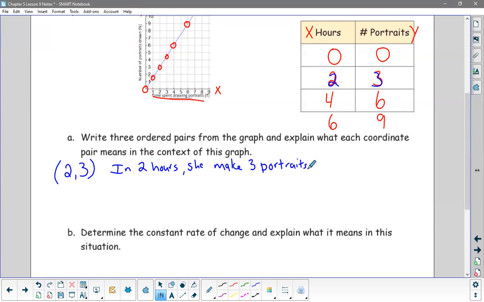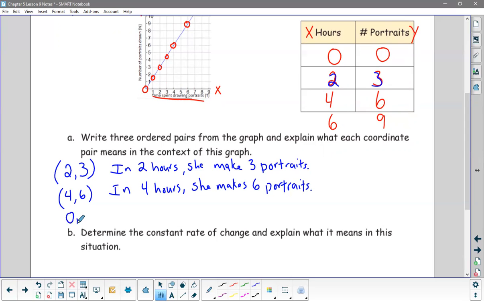Okay, I talked about what each number meant. I have a context to the question, right? She's drawing portraits over time, right? And then basically every sentence is going to be exactly the same, except I'm just going to use different numbers. If I use another ordered pair, we have 4, 6. And this one's going to be the same, right? In 4 hours, well, what does she do? She makes 6 portraits. Do my sentences have to be exactly the same as mine? No. You could write them a little different. You could say she draws 6 portraits. You could put her name in there, right? You could add a little bit extra if you wanted to, but this gets the point across.